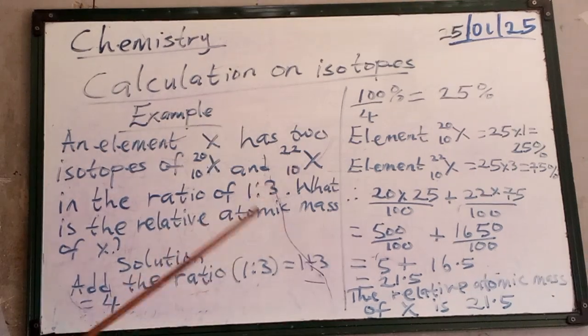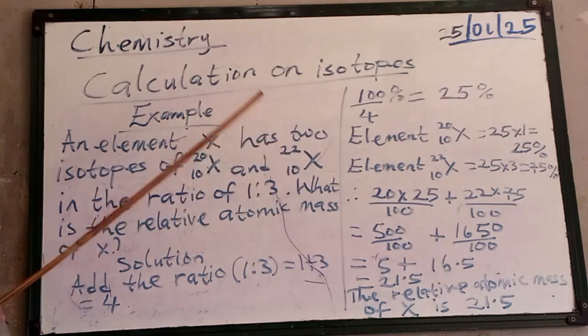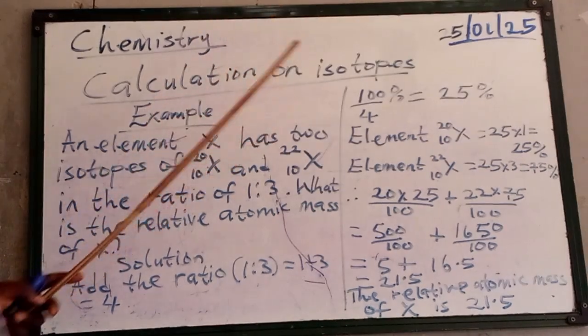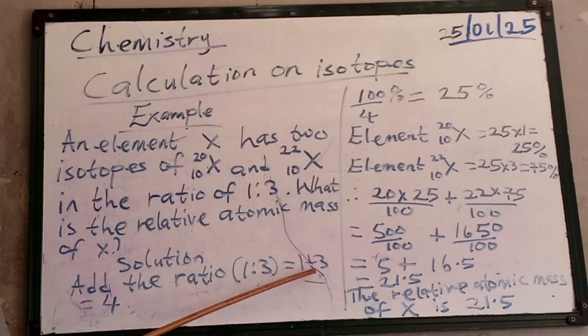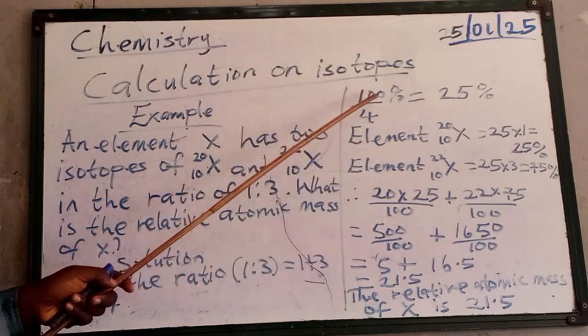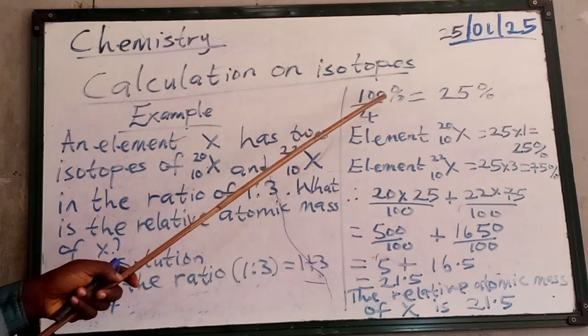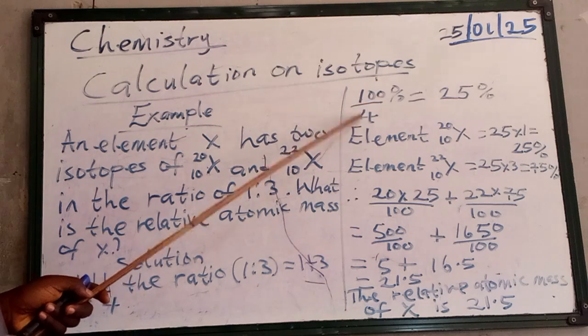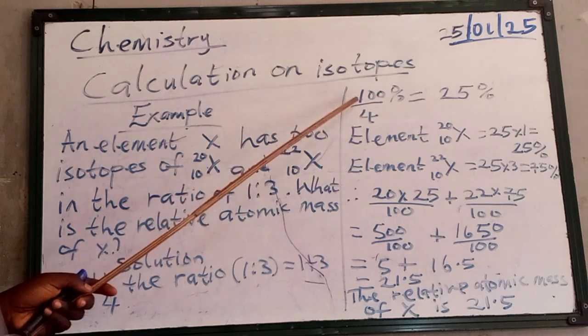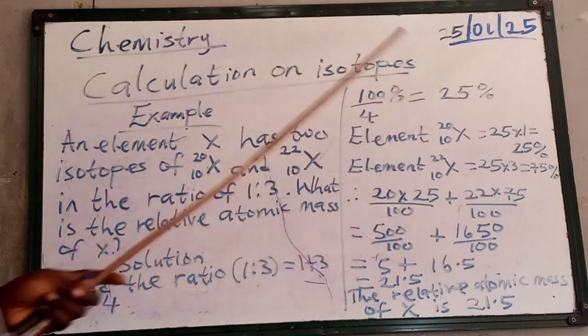Then the next thing, you know that all the elements are 100%. So what you are going to do now, after getting the total ratio, is divide the percentage, which is 100%, by it. So you are going to say 100 divided by 4. And when you divide 100 by 4, it will give us 25%.